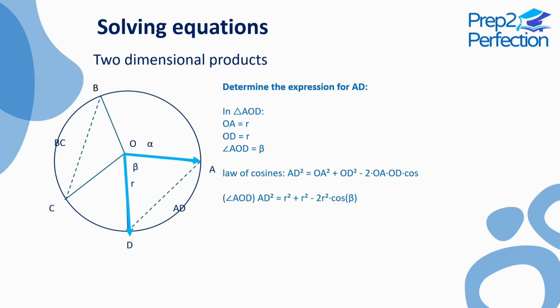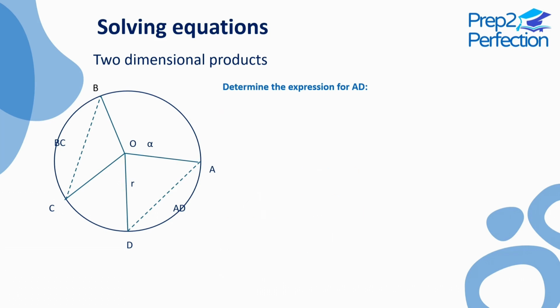In the triangle AOD, AD squared is equal to R squared plus R squared minus 2R squared times cos beta, which equals 2R squared, open brackets, 1 minus cos beta, close brackets. Therefore, AD squared equals 2R squared, open brackets, 1 minus cos beta, close brackets. Answer. Determine the expression for AD.